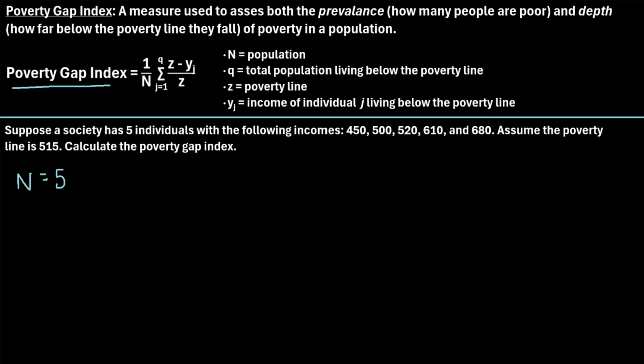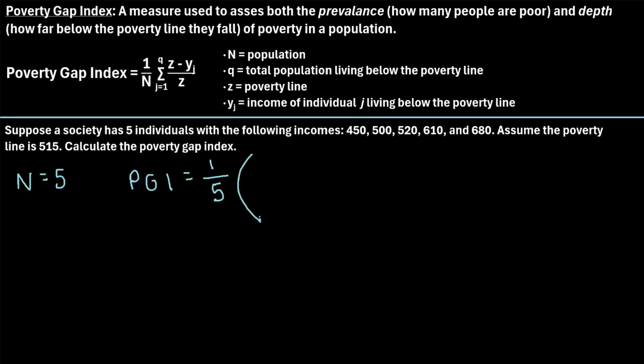So the poverty gap index, we can abbreviate that as PGI. Here's how we calculate it. 1 divided by n, so n is 5, and then we're multiplying that by the summation of j equals 1 to q, where q is the total population living below the poverty line. So in this example, the poverty line is 515. So we can see that there are 2 individuals that have an income below 515. So this individual with an income of 450 and this individual with an income of 500. So these are the only 2 individuals that we're actually going to use when we're doing our summation.